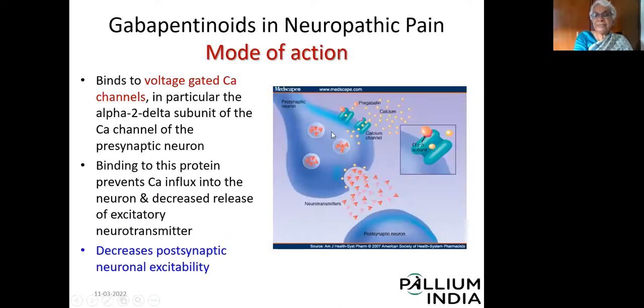So if you look at this presynaptic and postsynaptic neuron, gabapentinoids act by blocking the alpha-2 delta subunit of the calcium channel of the presynaptic neuron. It prevents the calcium influx into the presynaptic neuron, and thereby decreases the release of the excitatory neurotransmitters, which are aspartate and glutamate and all. And because there are fewer neurotransmitters in the synapse, there is less excitability in the postsynaptic neuron, and that is how it is decreasing the pain.